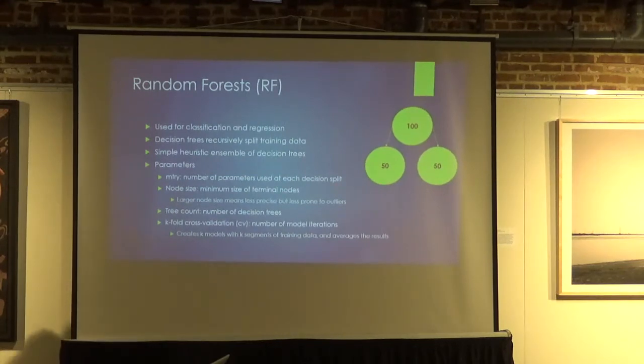So the random forest algorithm, which was used for classification first, and then later on as one of the regression algorithms as well, essentially creates these decision trees that recursively split the training data, and it could be described as a simple heuristic ensemble of decision trees. And these were the parameters that were chosen for it.